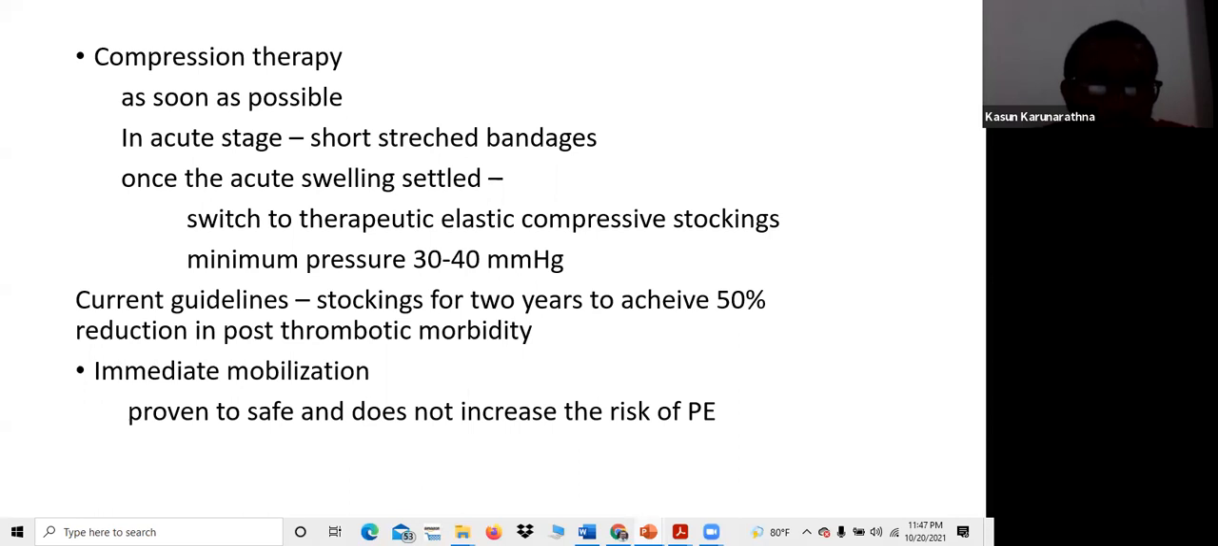Compression therapy as soon as possible. Once the acute swelling is settled, switch to therapeutic elastic compression stockings, initially short stretch bandages. Immediate mobilization is safe and does not increase risk of pulmonary embolism.